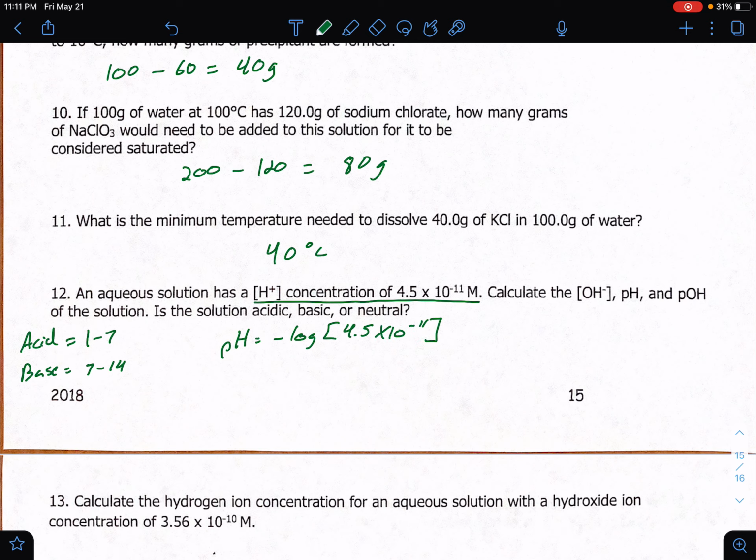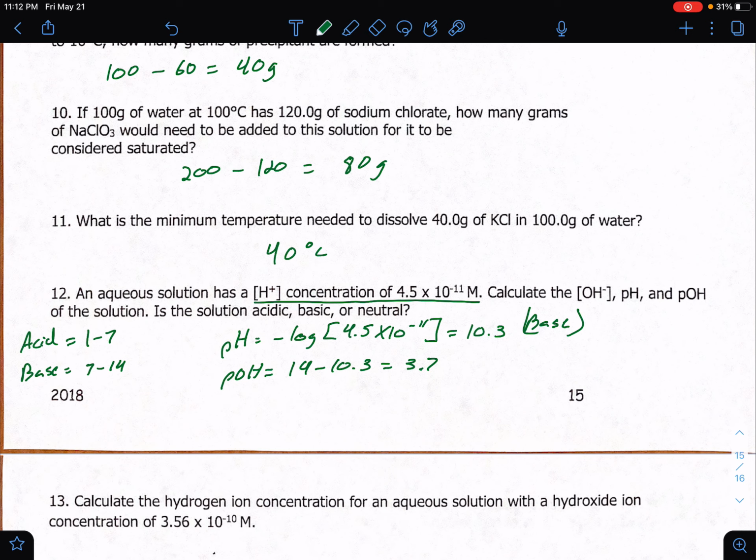So this number right here is going to tell me if I'm acidic, basic, or neutral. If you look back over to the left, what we wrote down, 10.3 falls under a base. So this is going to answer that last question. Okay, so that is a base. Now that I have my pH, it's going to be easy to find pOH, because pOH and pH, if you add them together, they equal 14. So pOH, all I've got to do is take 14 minus 10.3, and that means my pOH is 3.7.